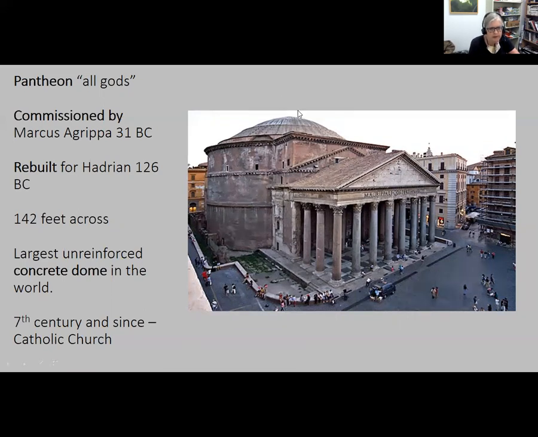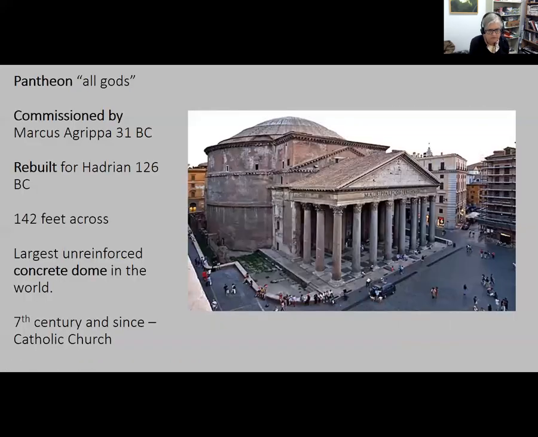The space across here was 142 feet across, and the Pantheon is the largest unreinforced concrete dome in the world. We use reinforced concrete that has steel bars in it. Those still hadn't been invented yet, so the Romans did not use steel bars in their concrete. Since the 7th century, this has been a Catholic church.